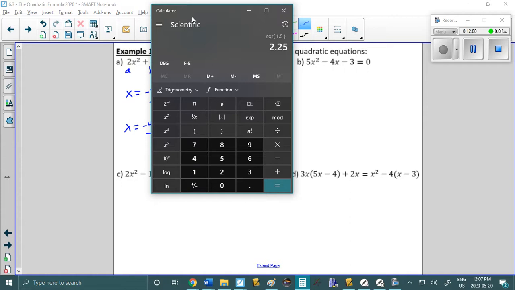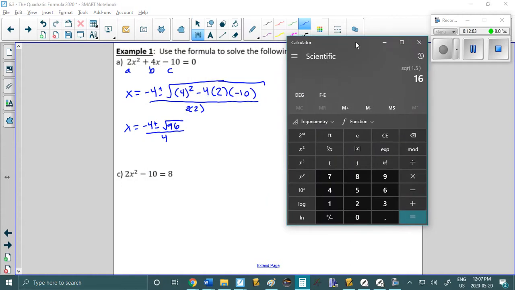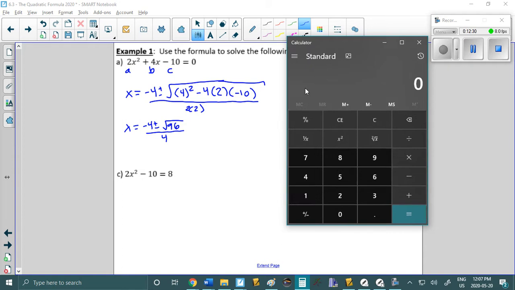Let me check that on the calculator. So we've got 16 minus 4 times 2 times negative 10 equals 96. Okay, so now we've got to take the square root of 96. Last time it was easy, it was 49. I think this one might be a little bit uglier. Where's my square root button here? Anybody see it? Ugh. All right, let's say approximately 9.80.